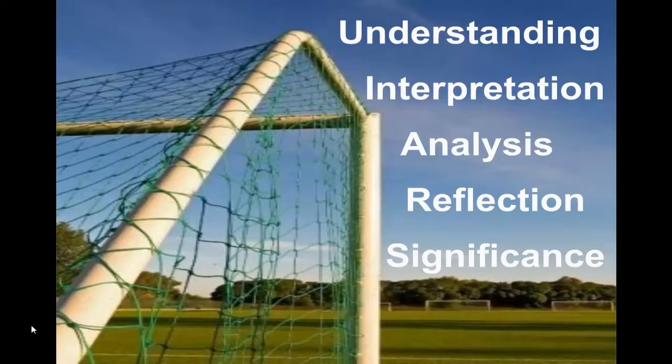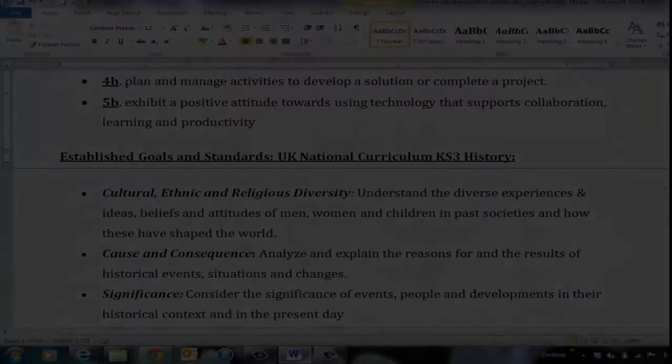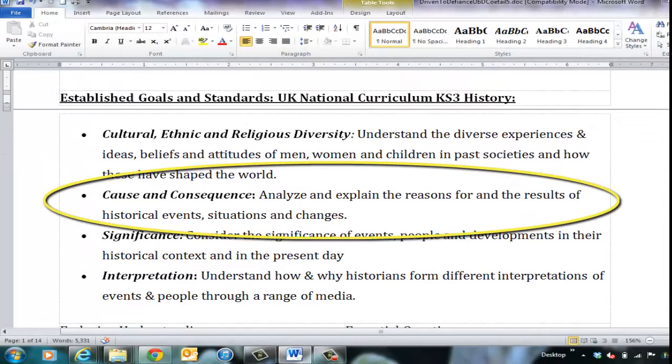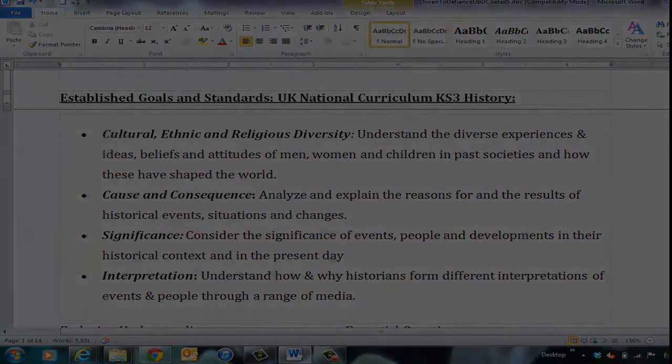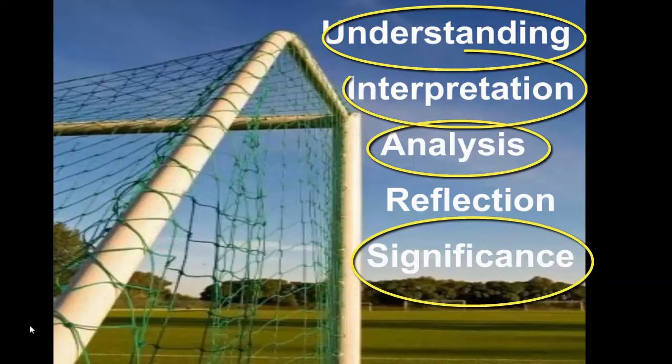The goals for this unit are taken from the UK National Curriculum. These are: number 1, to encourage an understanding of the diverse experiences, ideas, beliefs and attitudes of people from the past. Number 2, to analyse the causes and consequences of the Reformation. Number 3, to consider the significance of Martin Luther and how he shaped the world. And finally, number 4, to understand how and why historians form different interpretations of the same events.